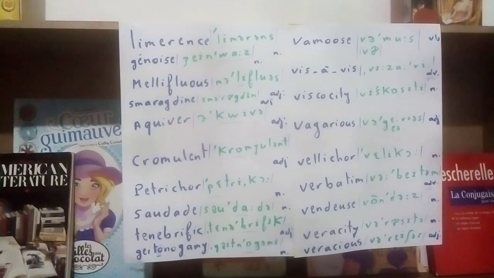Mellifluous. It's a four-syllable word. The second syllable li should have the stress. We say mellifluous. Smaragdin. The second syllable rag should have the stress. Smaragdin, a three-syllable word.